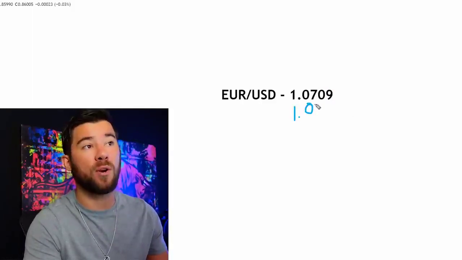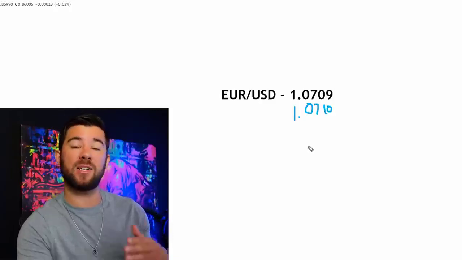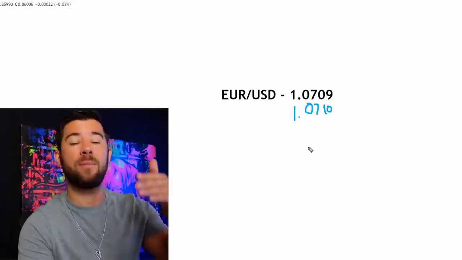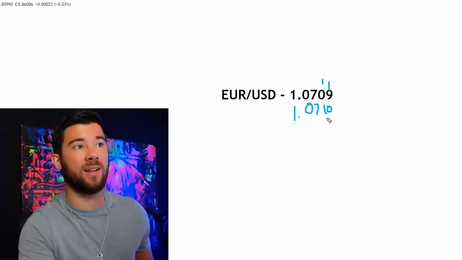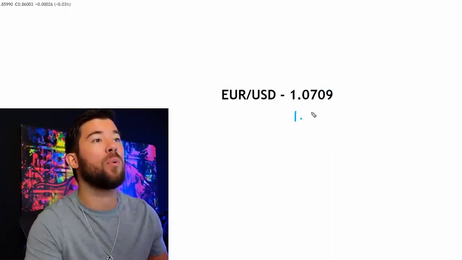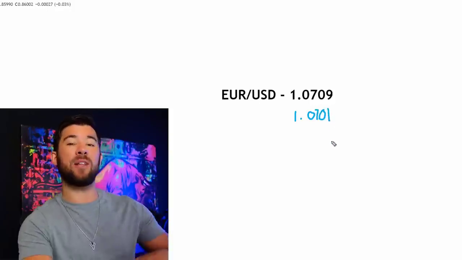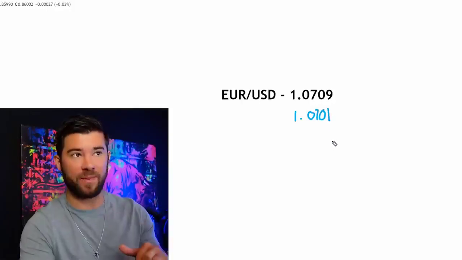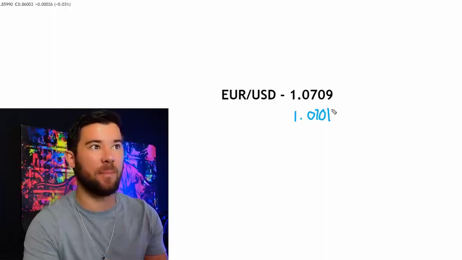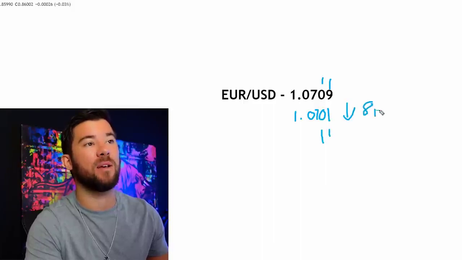What if we go to 1.0710? How much did we go up? We went up 1 pip because we went from 09 to 10. One more example here. What if we go to 1.0701? How many pips did price move lower? We moved lower by 8 pips because we went from 0.9 to 0.1, meaning we went down 8 pips in this example.